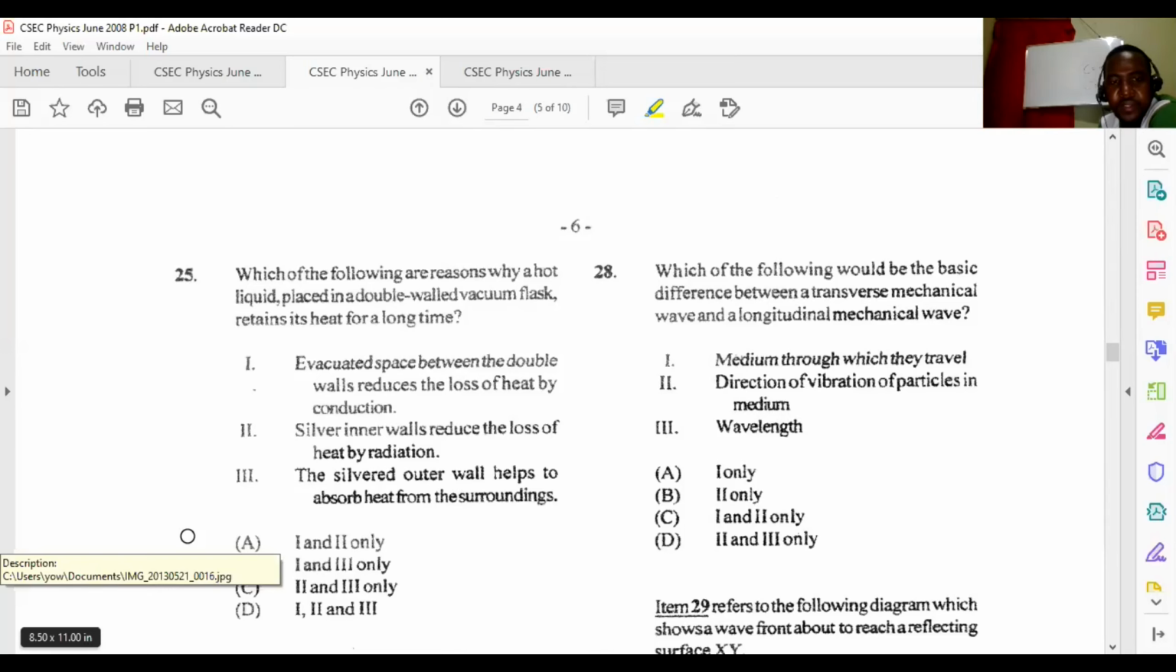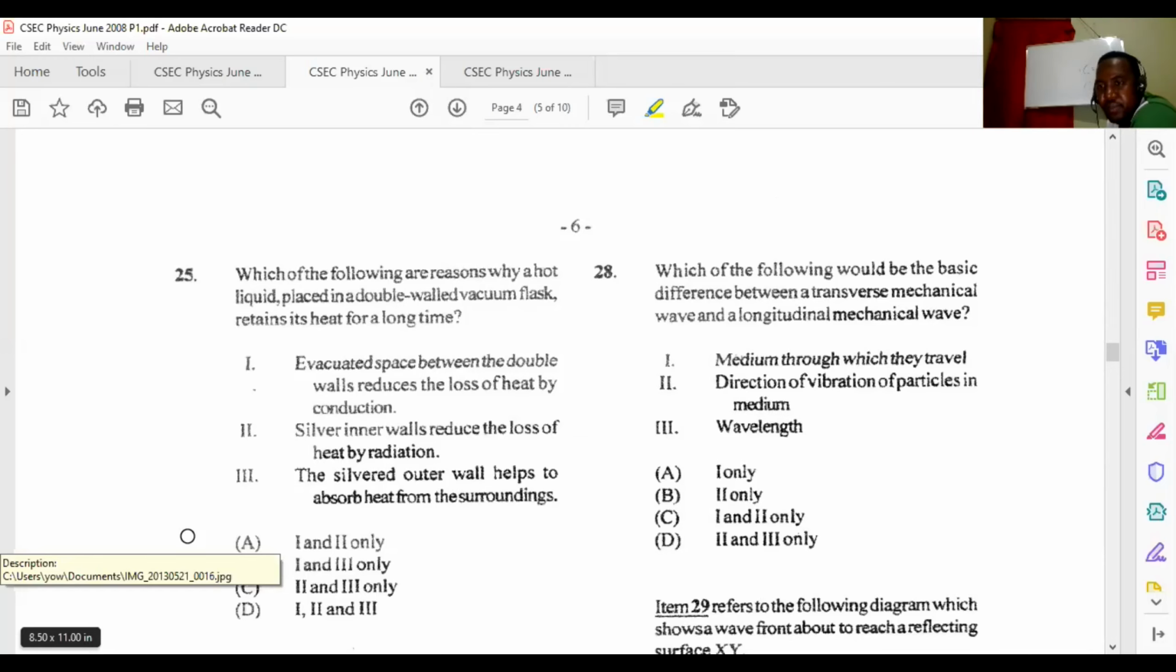Then 2, the silver inner wall reduces the loss of heat by radiation. And 3, the silver outer wall helps to absorb heat from the surrounding. So if it's a silver outer wall, it will absorb heat, right? Because it's shiny. So 3 is correct as well. So 1 and 3 are correct. So let's see if 2 is correct. Silver inner wall reduces the loss of heat by radiation. Remember, radiation is where the heat is transferred through empty space.